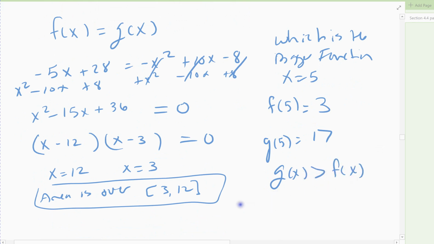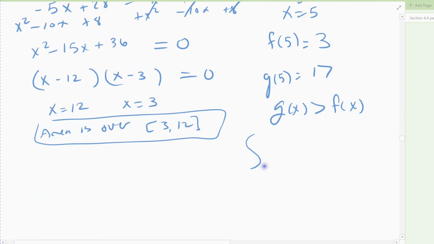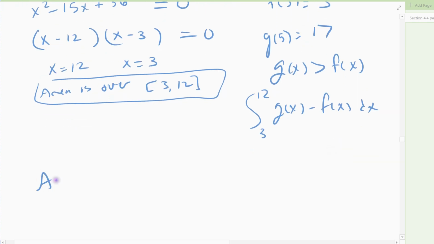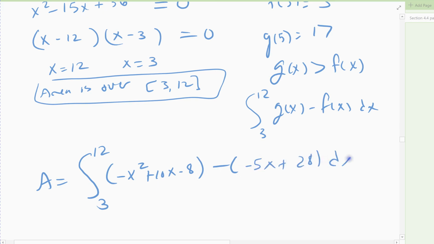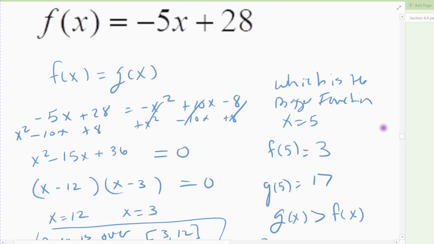So when I find my integration from 3 to 12, I'm going to take g of x and subtract away f of x. If I do it the other way around, I'll get a negative number, and I don't want negative numbers. So my area is equal to the integral from 3 to 12 of g of x, which was negative x squared plus 10x minus 8, subtract away f of x, which was negative 5x plus 28. And if you can simplify, I want to see at least this, but I did say simplify.